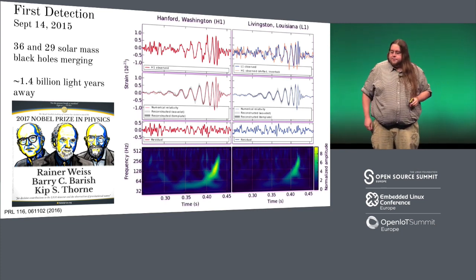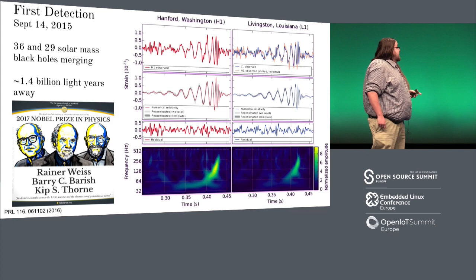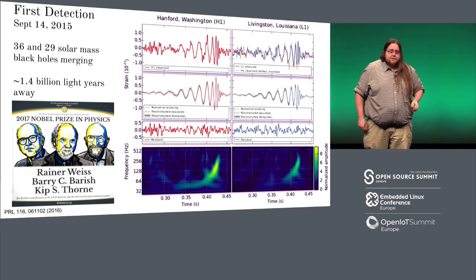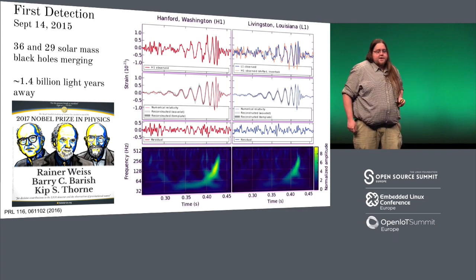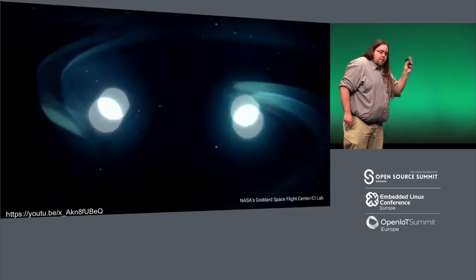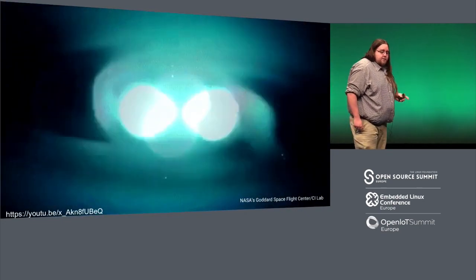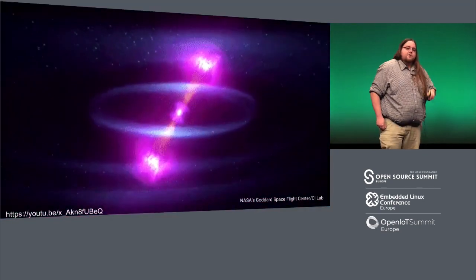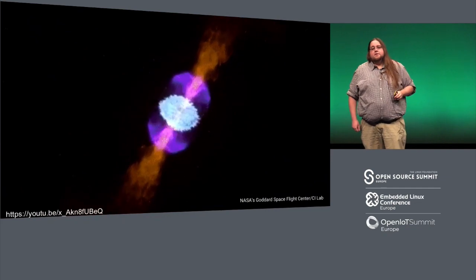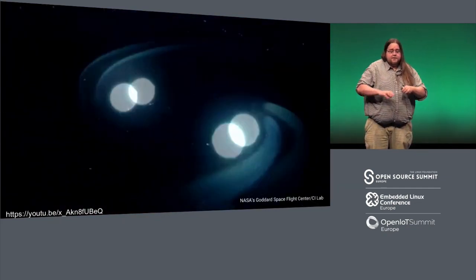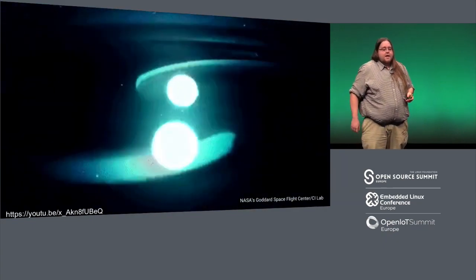But that's not true of all sources. So what I'm going to show you now is a simulation of another kind of source, neutron stars merging, and you'll see that this is very different. They will orbit around each other, they'll emit gravitational waves, and as they do so, they'll eventually merge. But when they merge, this time, neutron stars, of course, are extremely dense stars, made primarily of neutrons with a thin crust of other materials.